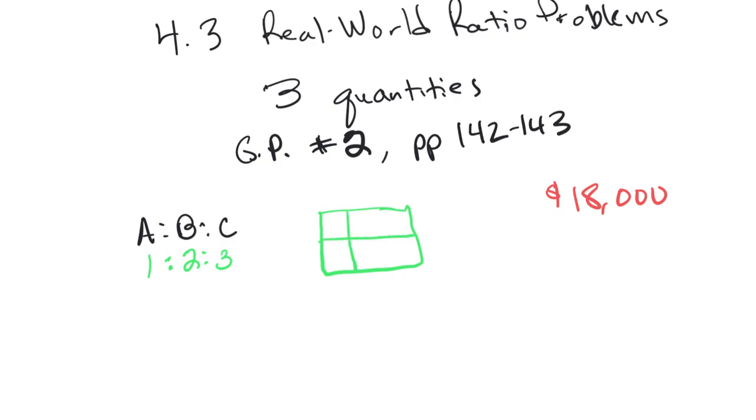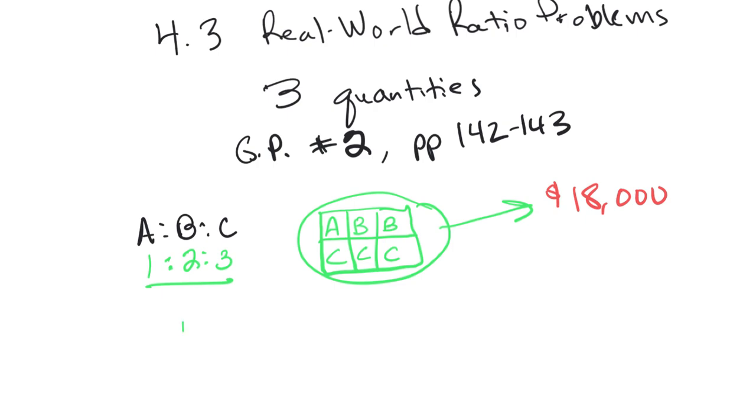and this is splitting the pot of money up into the 6 parts, A gets 1 part, B gets 2 parts, and C gets 3 parts. So the whole thing is $18,000. What is each little unit then that these charities get?